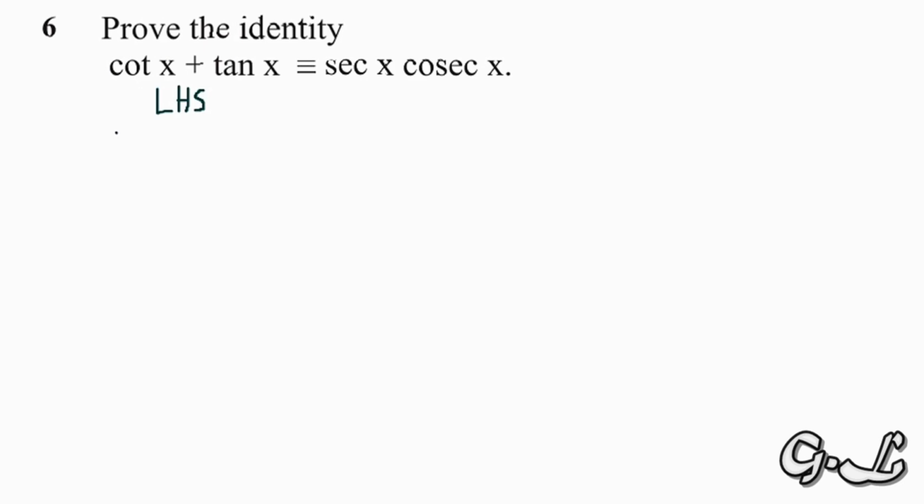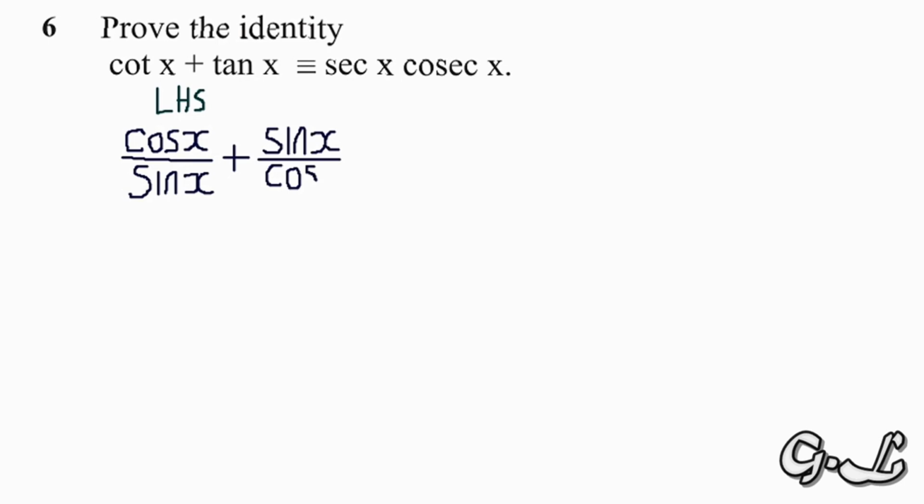So in such a case, we have cot x. What are we going to do? We're going to simplify this one. So cot x is equal to cos x over sin x. That's one thing that you need to keep in mind. So cot x is equivalent to cos x over sin x. And then what about tan x? Tan x is equivalent to sin x over cos x.